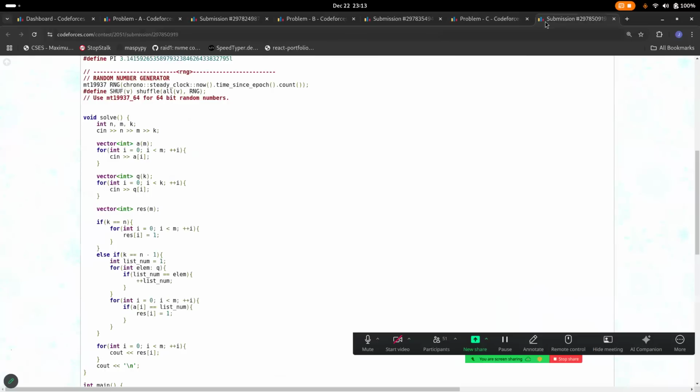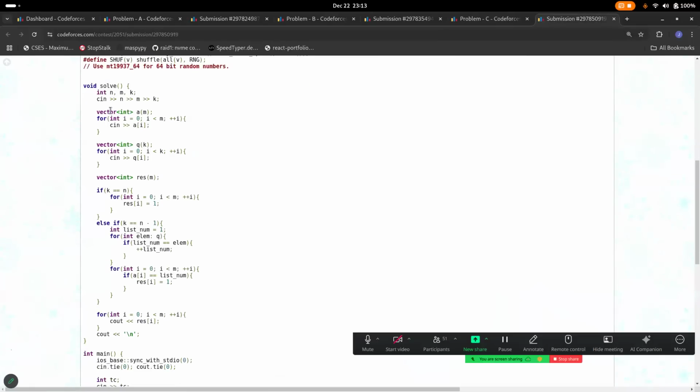And yeah, let's move to the code for this problem. So first we take a of I, that is the list representation. So we have n, m, k. First we input n, m, k: the number of questions, the number of lists, and the number of questions that we can solve. Then we input the m lists.